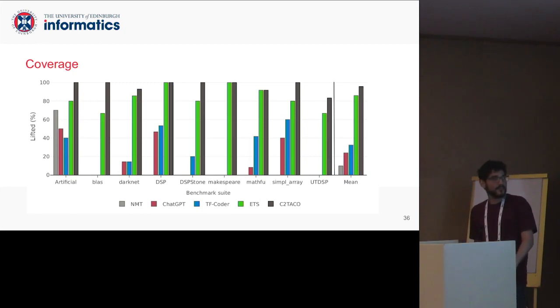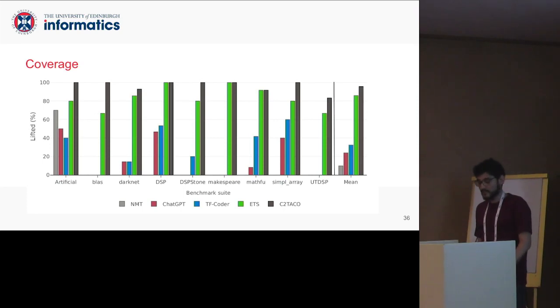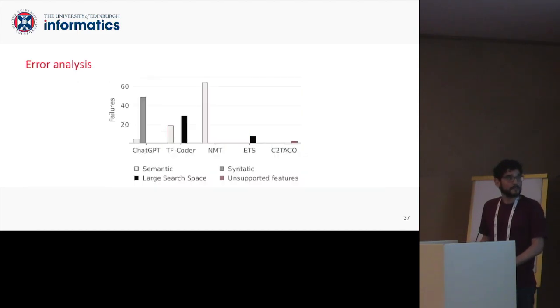ChatGPT was able to lift 22% of the programs, and TF Coder was able to correctly synthesize 33% of the programs. Both ETS and C2TACO had high coverage, but ETS still fails on more complex programs where the search space gets too large. And C2TACO gets the highest coverage, being able to correctly lift 95% of the benchmarks in our suite.